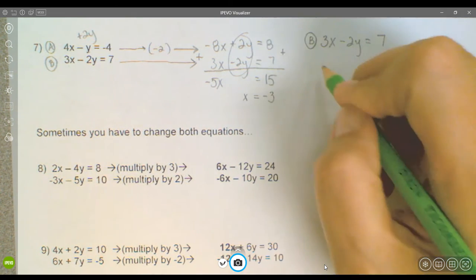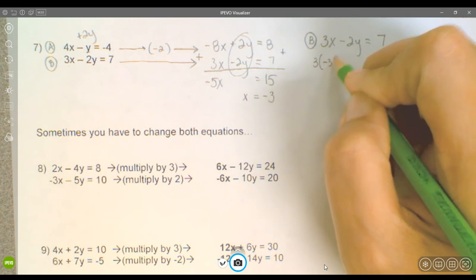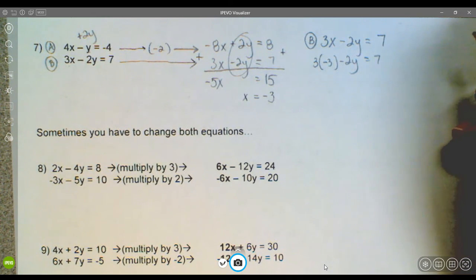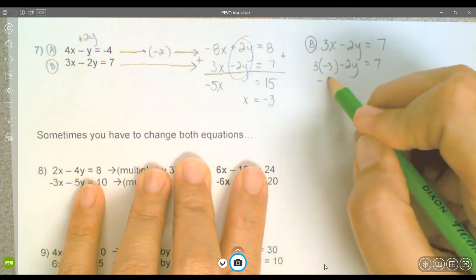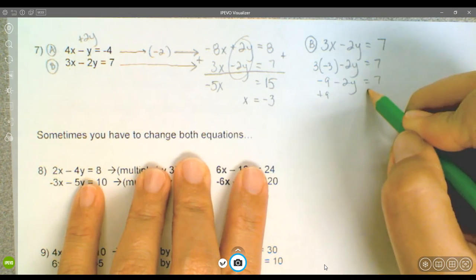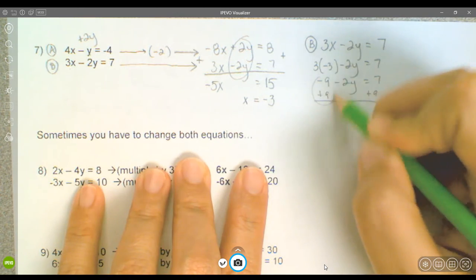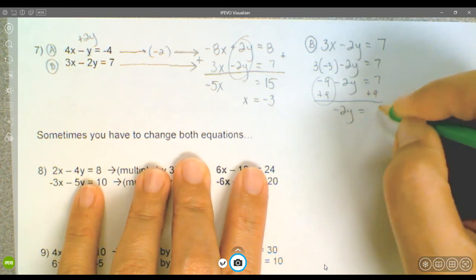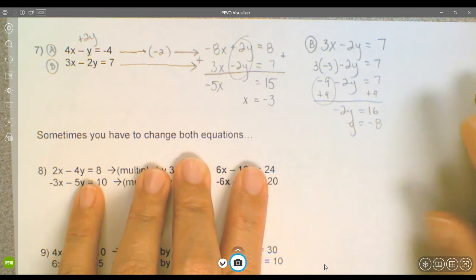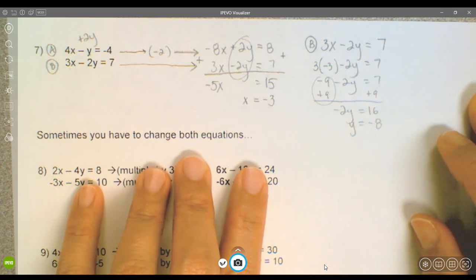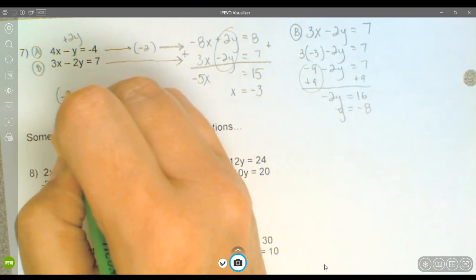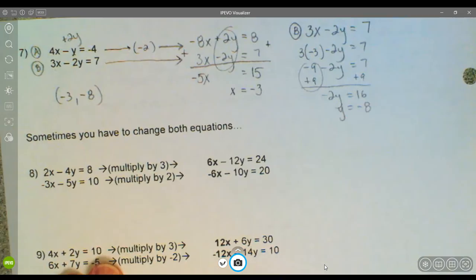So 3 times negative 3 minus 2 times y equals 7. We'll get negative 9 minus 2y equals 7. And then we'll add 9 to both sides. Negative 2y equals 16. So it looks like y equals negative 8. Oh, I'm done. My bad. So it looks like x is negative 3 and y is negative 8.